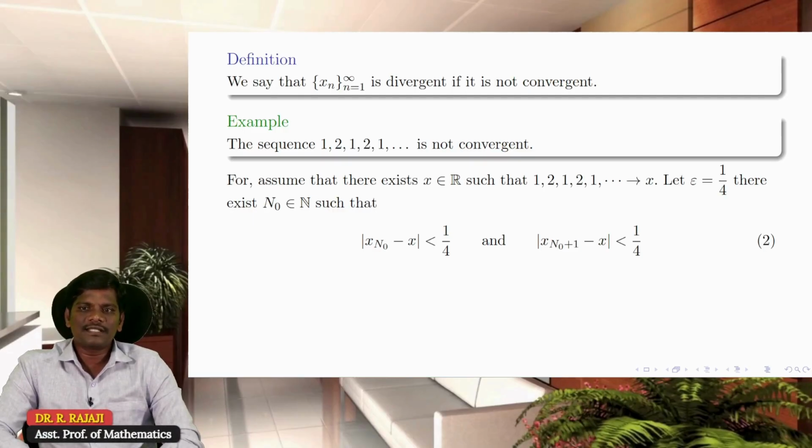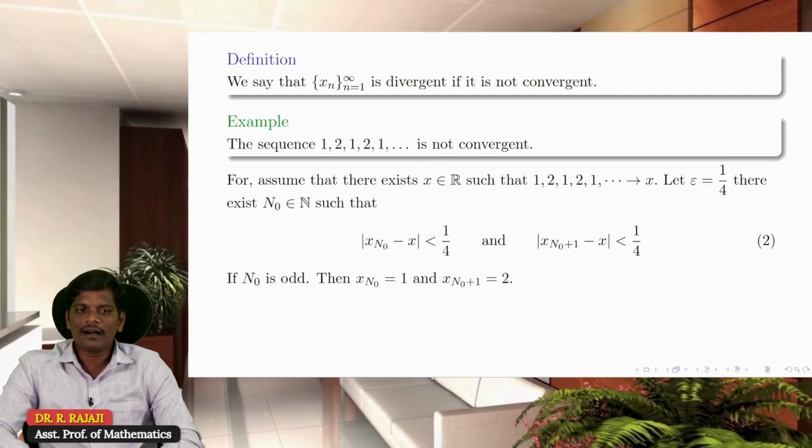That means given any epsilon there exists n naught in N such that modulus of xn minus x is less than epsilon for all n greater than or equal to n naught. In particular, choose epsilon equal to 1/4. There exists n naught in N such that modulus of xn naught minus x is less than 1/4 and modulus of xn naught plus 1 minus x is less than 1/4.